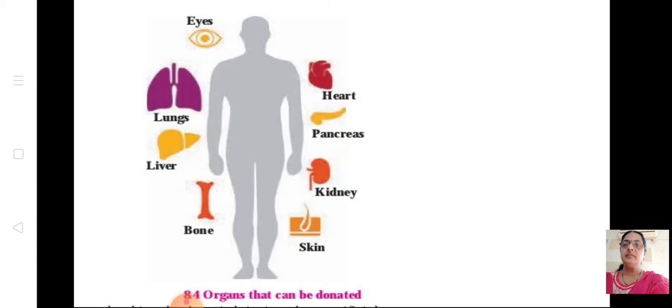You can see the organs which can be donated: heart, pancreas, kidney, skin, bone, liver, lungs, and eyes. All these can be donated. Some can be donated while alive. Kidneys and skin can be donated when we are alive. Other organs only after we die. Okay, hope this part is clear, children.